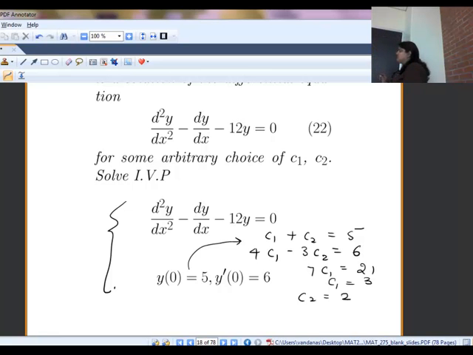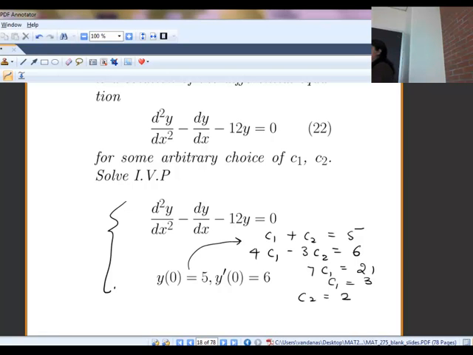How will we simplify this? Can you take out e to the lambda x? Very good. We will take e to the power lambda x out. Now, the product of two functions: if this is 0, then either both of them have to be 0, or either of them has to be 0.